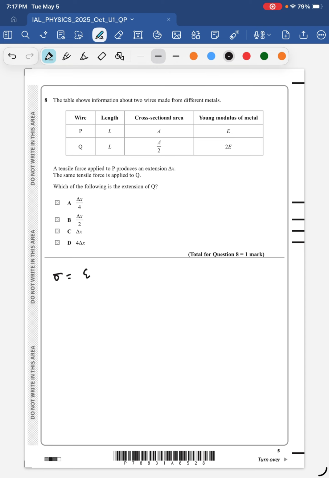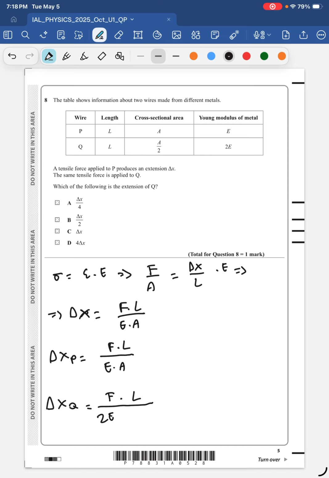Now for Q, delta X Q is going to be F, the same force, times L, the same length, but then the Young's modulus is 2 times E, and the cross-sectional area is A over 2. Okay, so immediately we see that the extension for Q is going to be the same as the extension for P. So the correct option is C. Okay, I hope this makes sense.